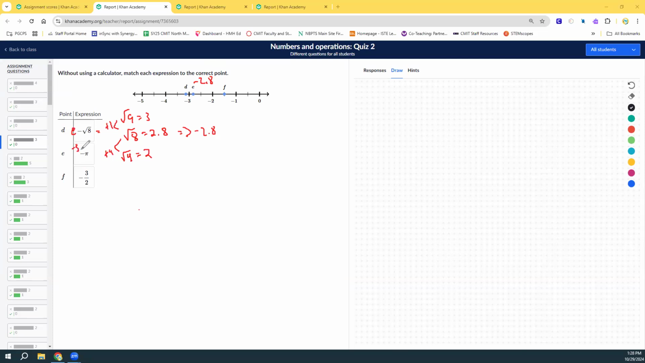Negative pi, so we know that's negative 3.14, which would be D, that's negative pi. And this one right here, I wanted to do because I wanted you to remember that when we're changing a fraction to a decimal, we put the denominator on the outside and the numerator on the inside. And then 2 doesn't go into 3. Oh wait, 2 does go into 3. Look at that, 1, and then 2, subtract, and then add 0, 10, 2 goes into 10, 5 times. So this is negative 1.5, which would be right here.